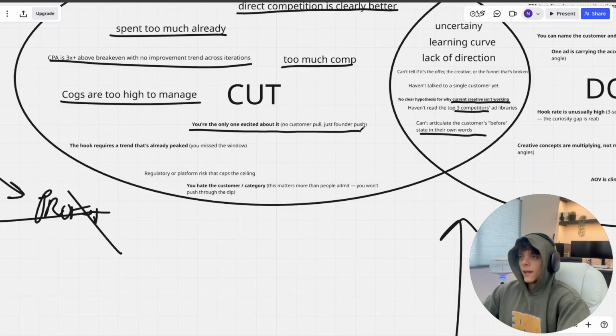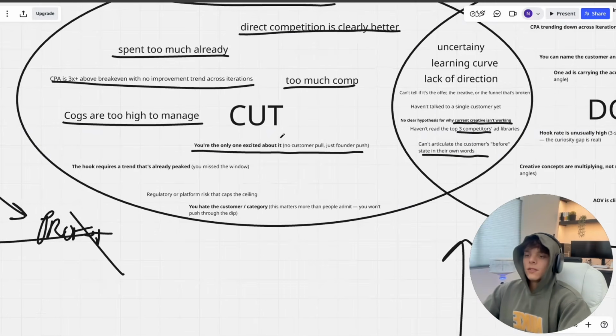You're the only one excited about it. This is something that you need to understand, is you need to kind of get rid of your feelings. It's kind of like trading. You can't be super emotional. You need to make analytical decisions.